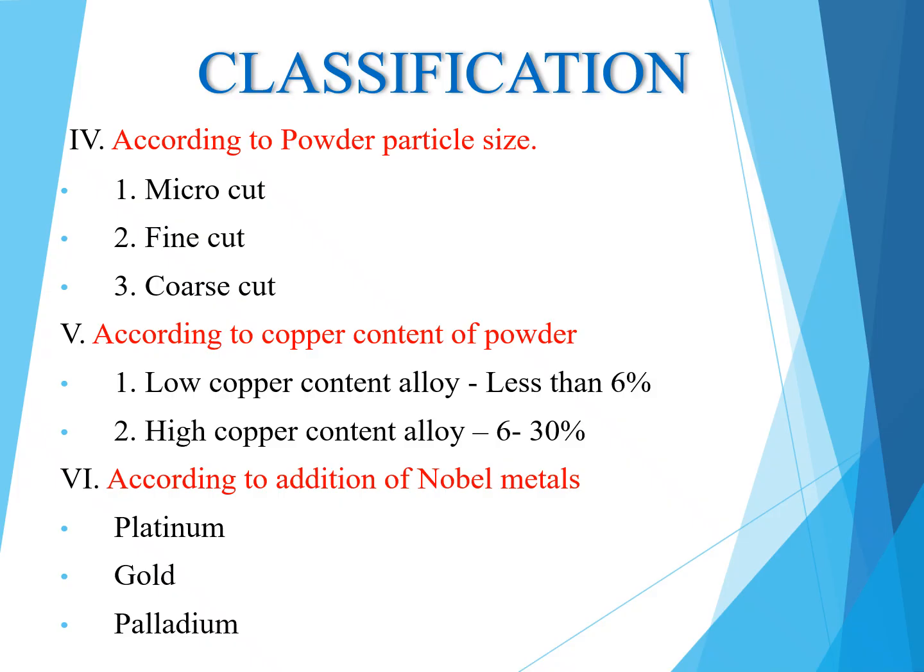According to copper content of the powder, there is the low copper content alloy, where less than 6% copper is present, and the high copper content alloy, where 6 to 30% copper is there. According to addition of noble metal, it can be added with platinum, gold, and palladium alloys.